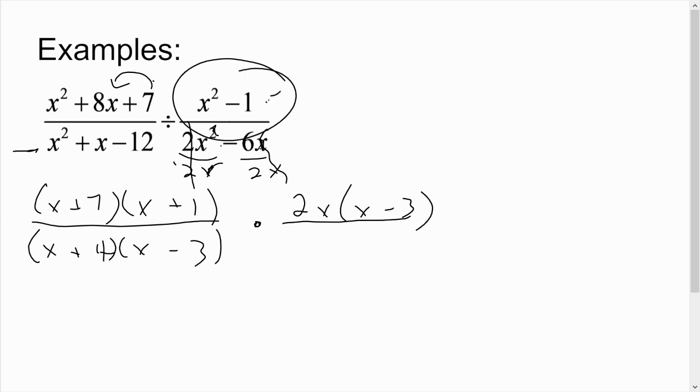Now this last one, x squared minus 1. 2 sets of parentheses. Well, multiplies to make negative 1 and adds to make 0. Well, that's positive 1 and negative 1.